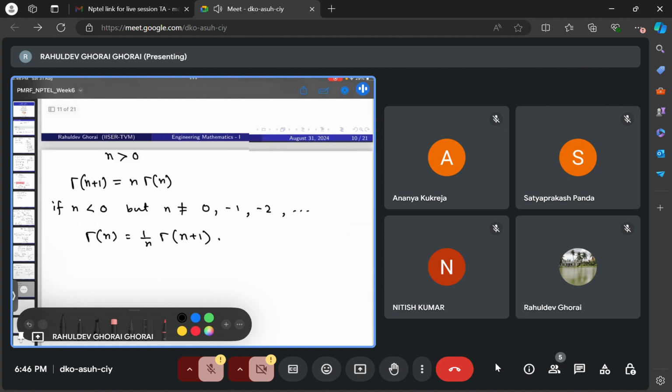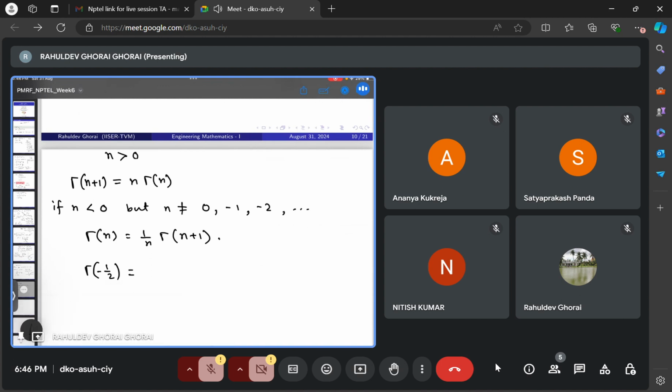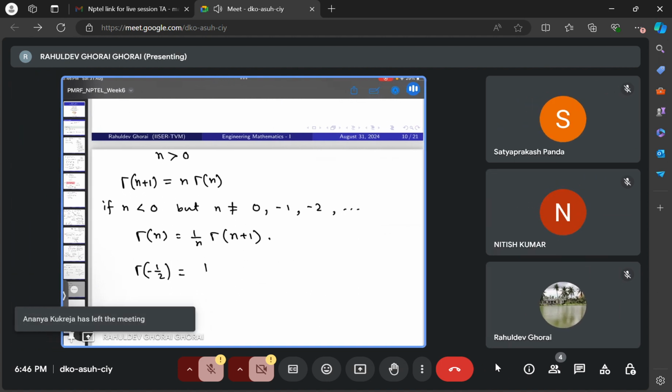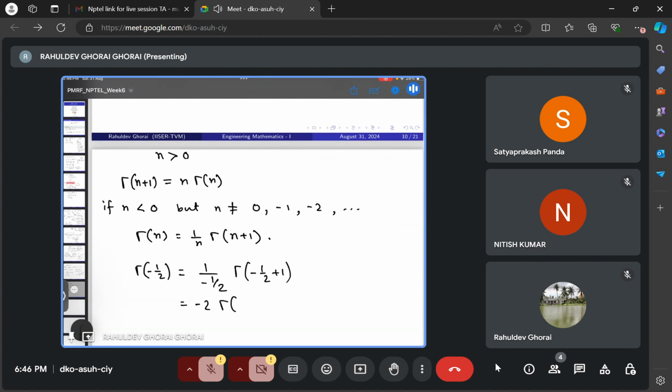If you have gamma at minus half, a negative fraction, that will be 1 over minus half times gamma of minus half plus 1. So that will be minus 2 times gamma half, that will be minus 2 times square root of pi. So these are the things I wanted to discuss for the gamma function.